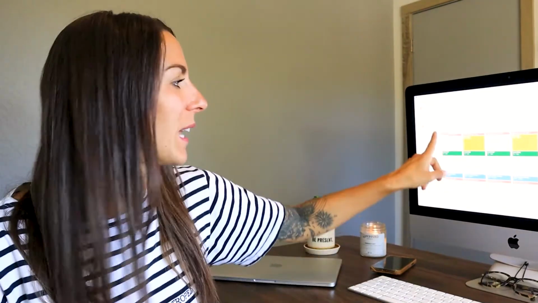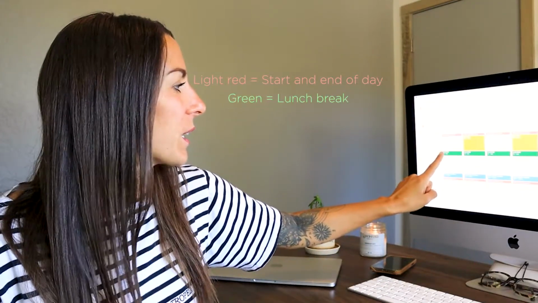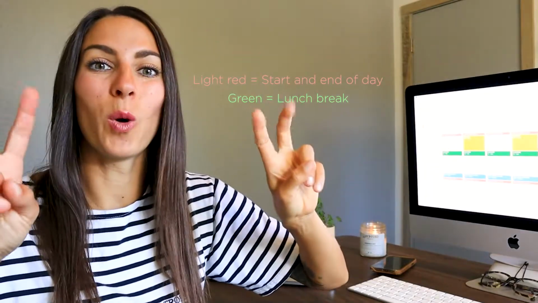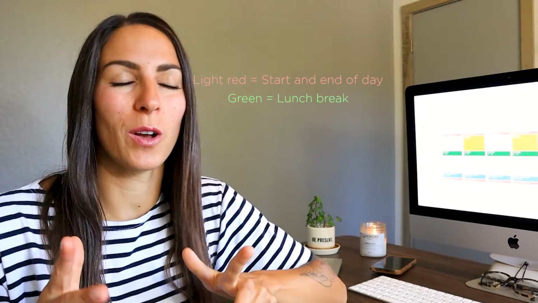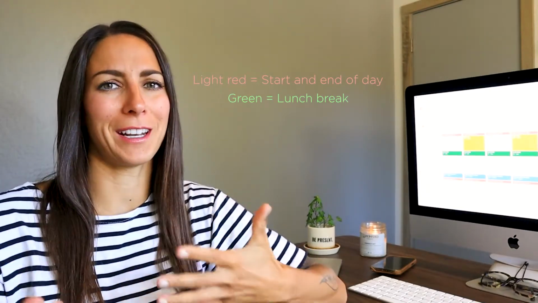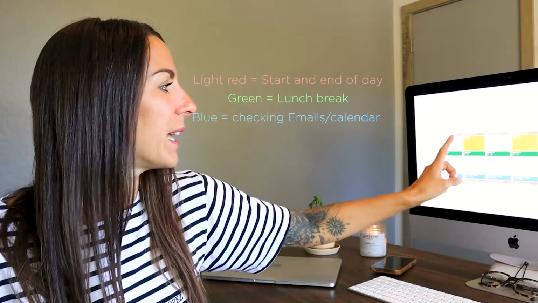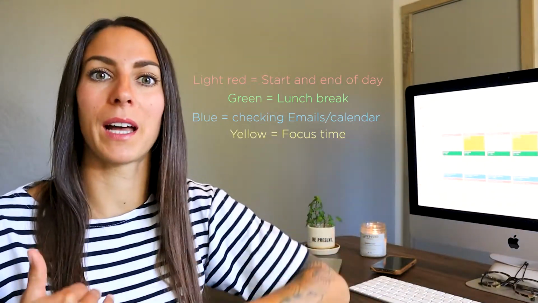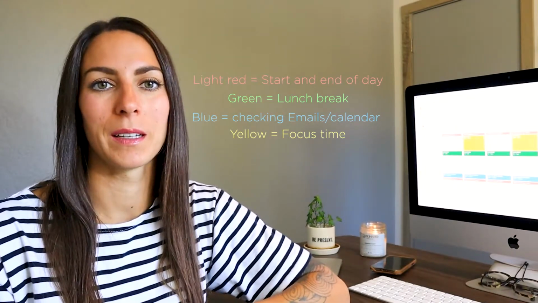Okay, as you can see here on my calendar, there are some clear colors to know what is happening when. The light red shows when you start your day and when you end your day. The green is your lunch break. It's kind of the oasis throughout the day, which is why I actually chose green, because I think it's a lighter, friendlier color. Then blue is for checking emails and calendar. And then yellow is my focus time and my uninterrupted project time where I'm really trying to get things done.